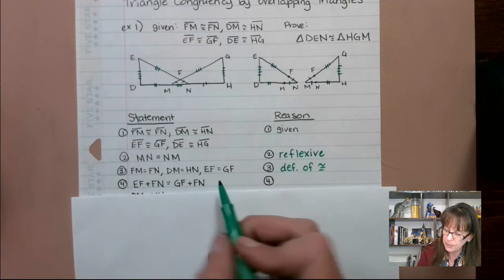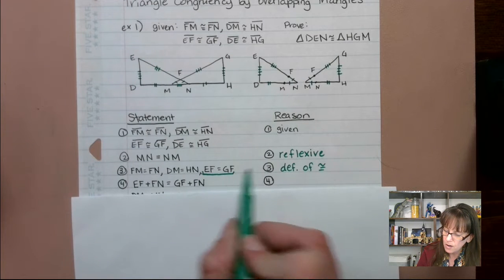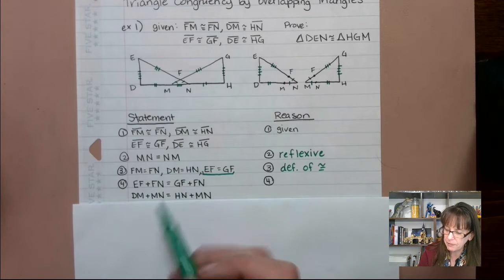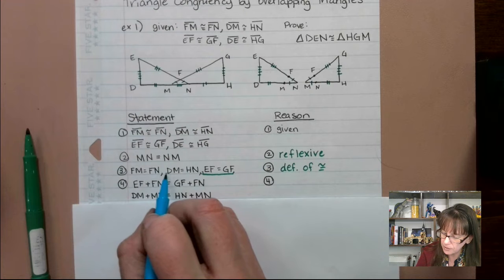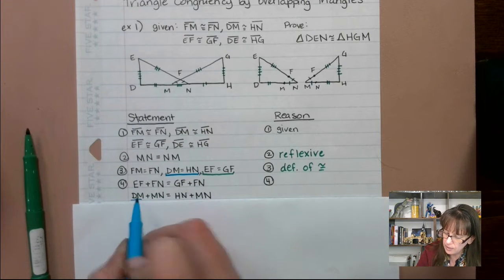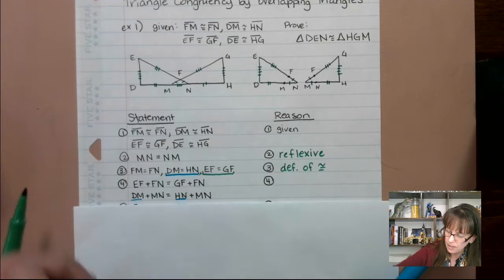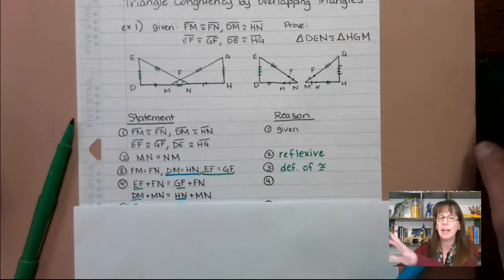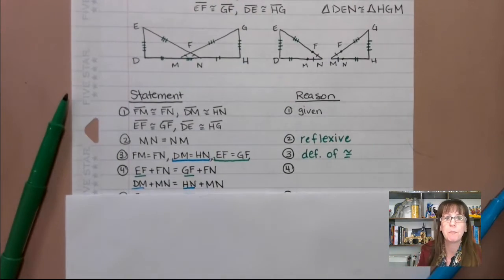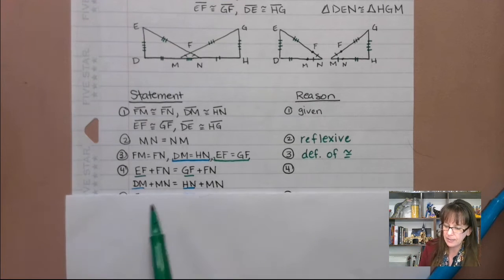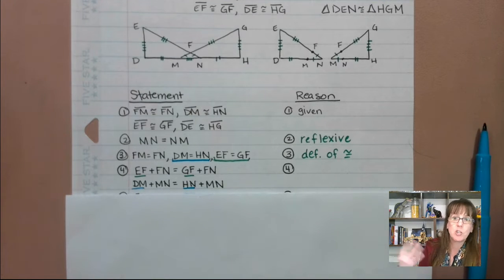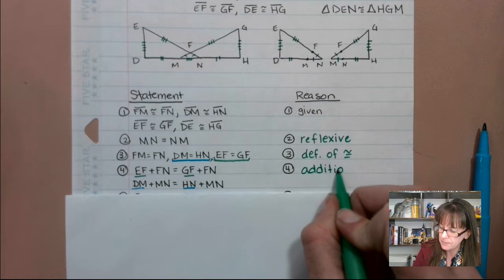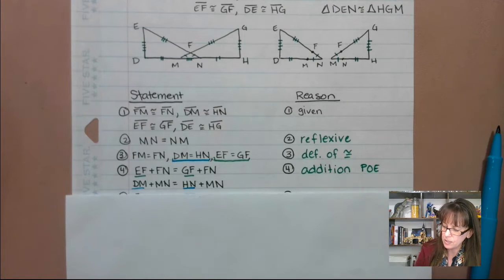Okay, so let's take a look at this. We have EF and GF here. Let me grab this other marker too. You'll find colors help in geometry. All right, so DM, HN, EF, GF. All that I've done here is on that first one, I have added in an FN on both sides. If you do it on one side, you have to do it on the other. And on this one, I've added in an MN. That's just your addition property of equality.